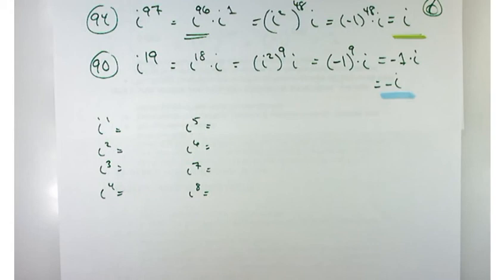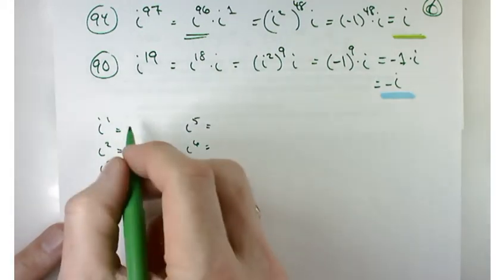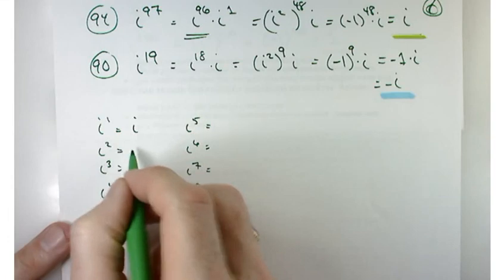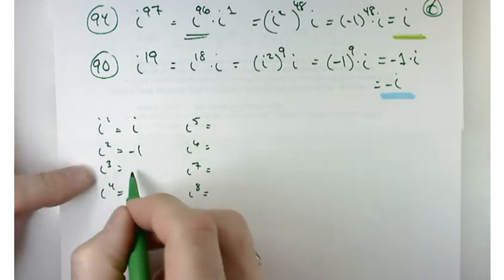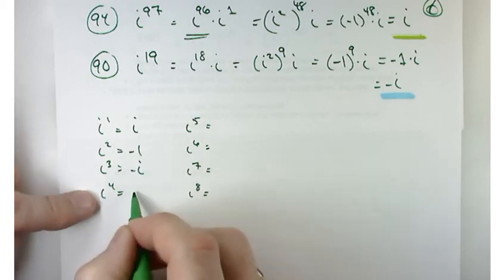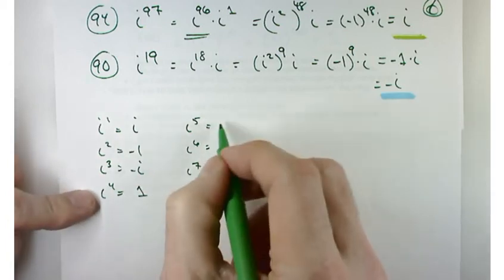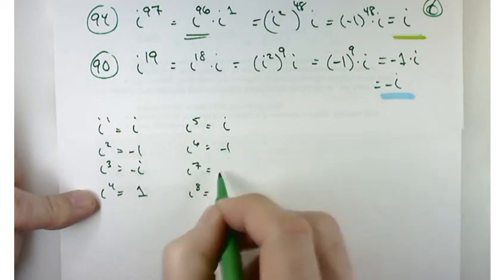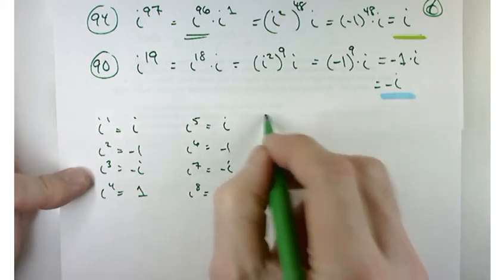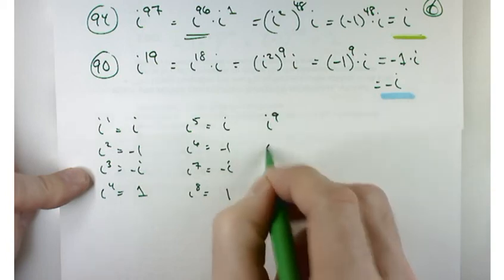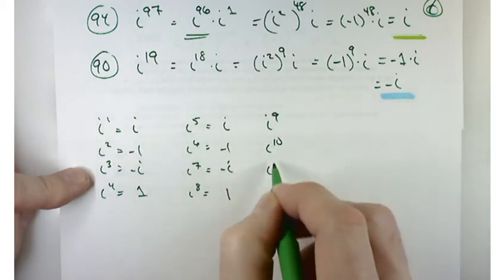Maria was asking earlier about this. It's like, oh, I don't like these. I understand. There are other ways to do it because there's a pattern here. i squared, of course, is negative 1. i cubed would be negative i. i to the 4th power is 1. And then it starts all over again: i, negative 1, negative i, and 1. i to the 9th, i to the 10th, etc.